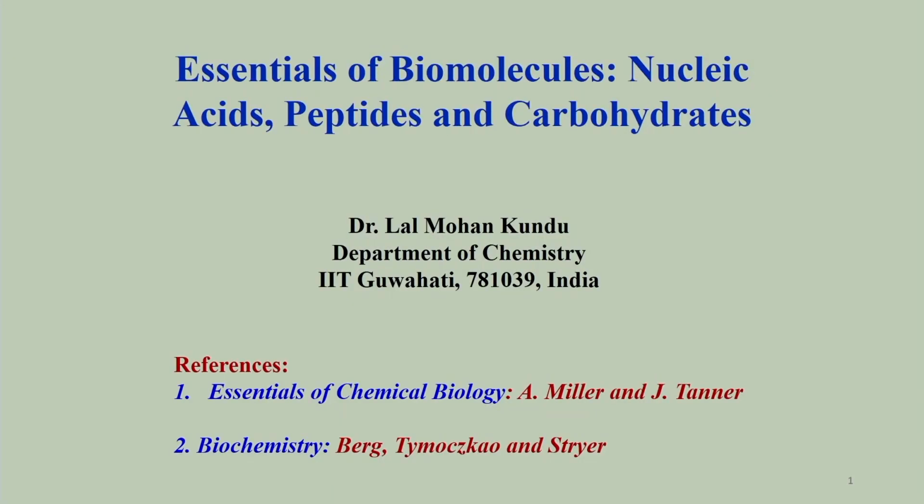In this course I will be covering two textbooks, or rather some chapters picked up from these two textbooks. These are the references. The first one is Essentials of Chemical Biology by Andrew Miller and J. Tanner, and the second is Biochemistry, written by Berg, Tymoczko and Stryer.